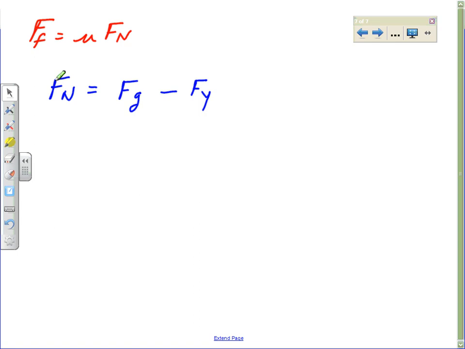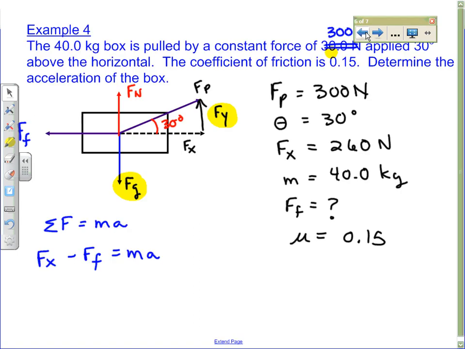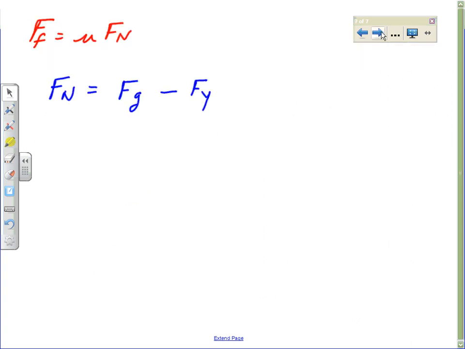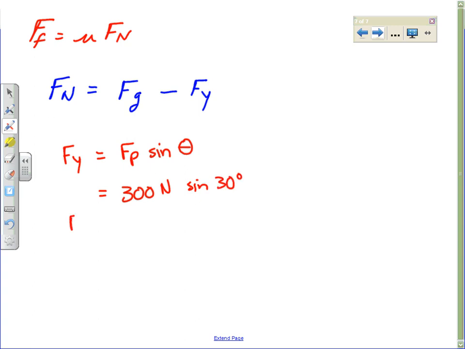So let's determine what Fy is. We can use sine of theta equals Fy over the pulling force. So let's calculate Fy using our numbers. So Fy, if I rearrange, is going to be the pull times the sine of theta, which is 300 newtons times the sine of 30 degrees. So we have Fy is equal to 150 newtons.